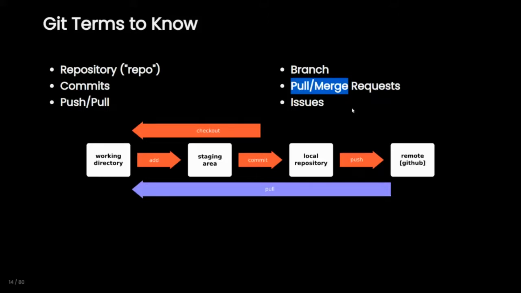Pull and merge requests. This is a know-your-Git-versus-GitHub language point. Pull requests are a GitHub specific term, and I'll explain why they're called pull requests when we get there. But in general, merges or merge requests are a GitLab or Git term. The actual Git command is called git merge.